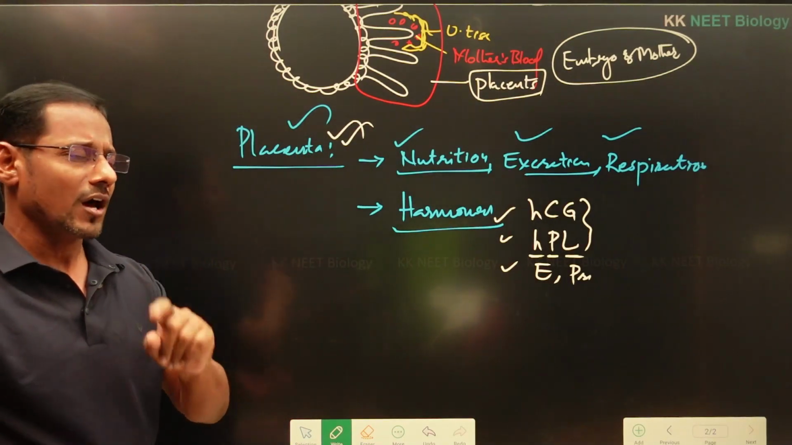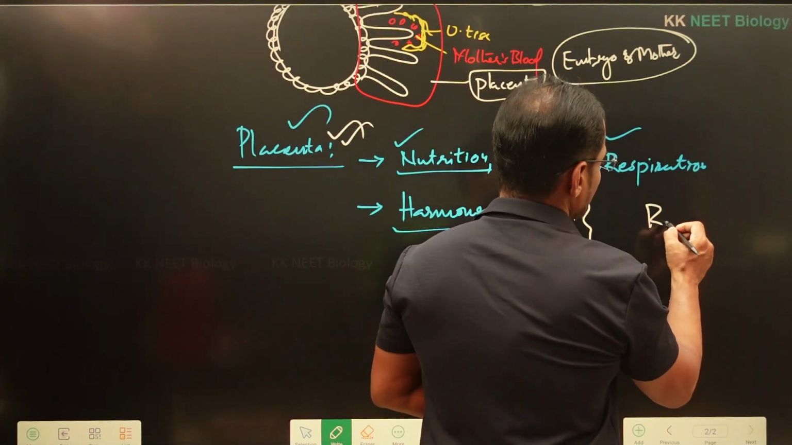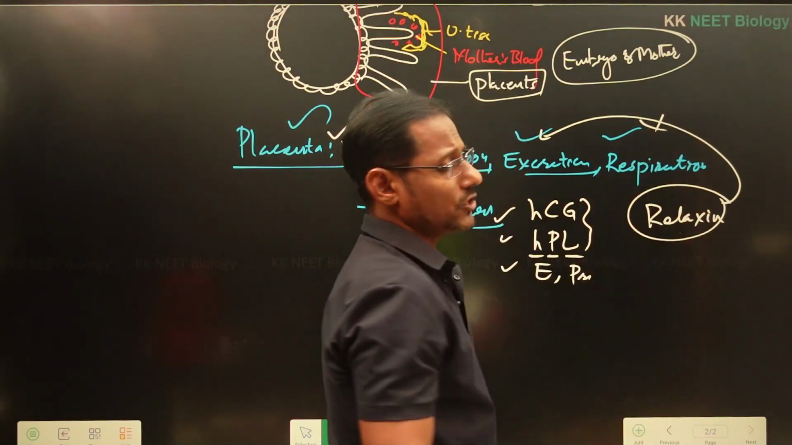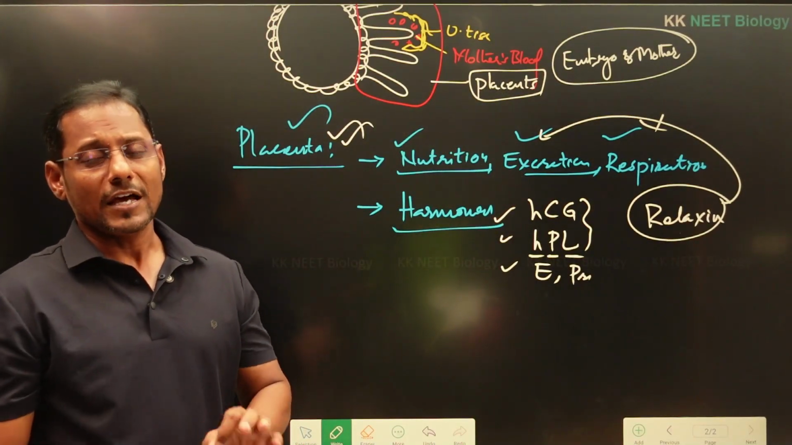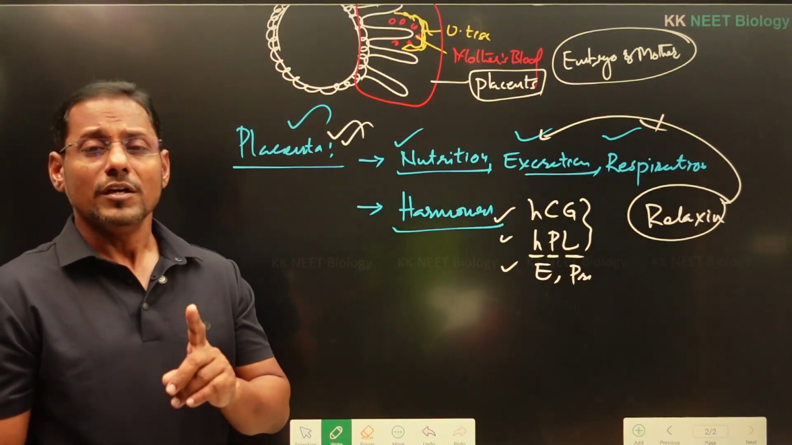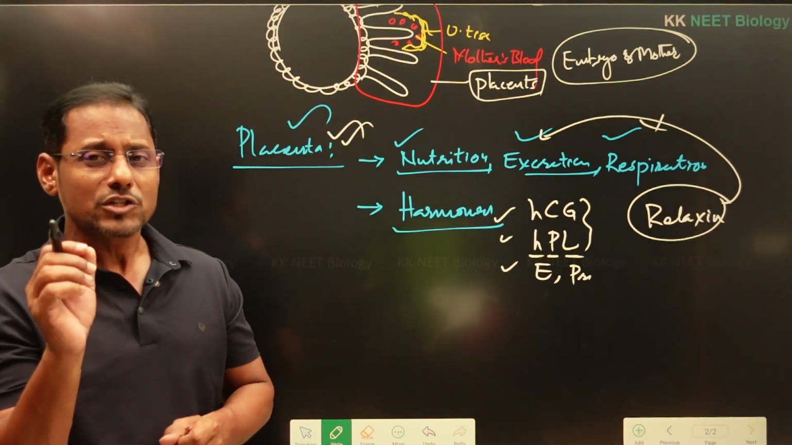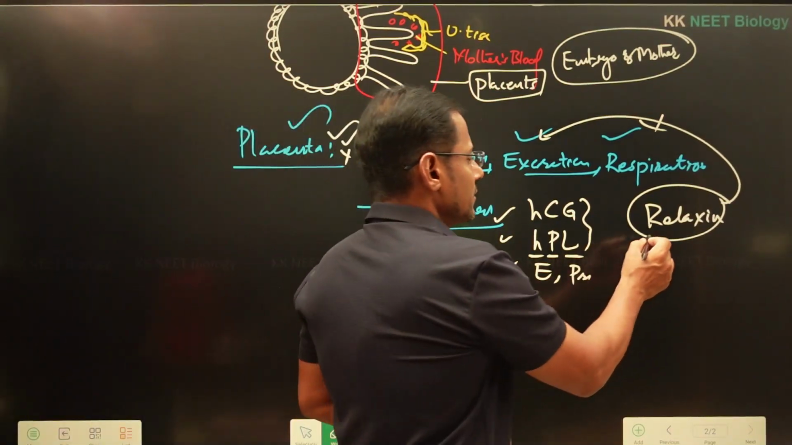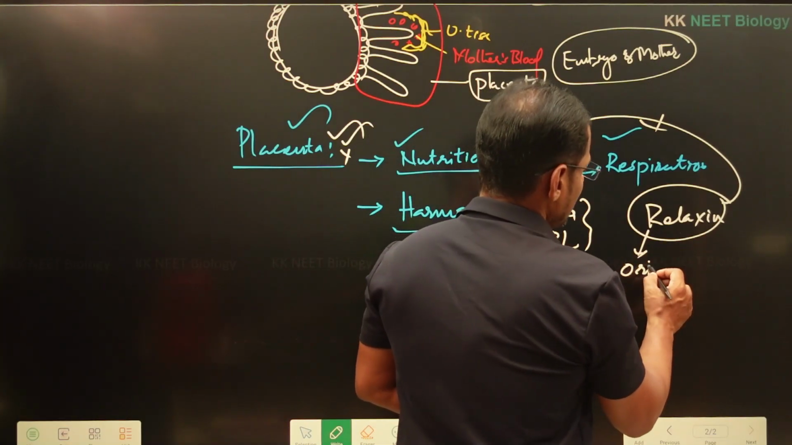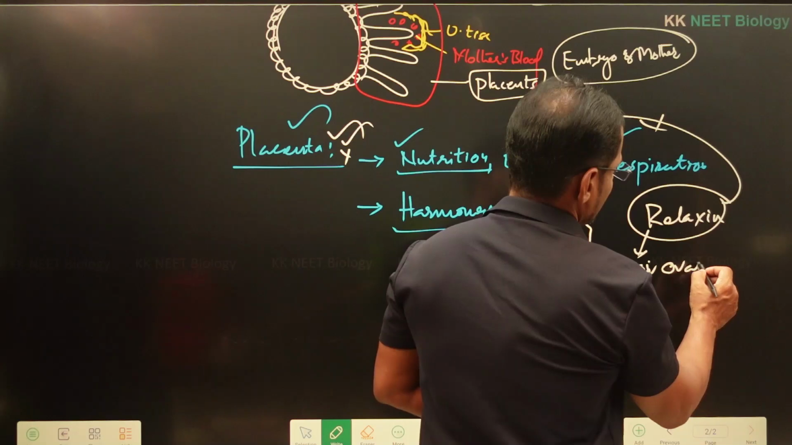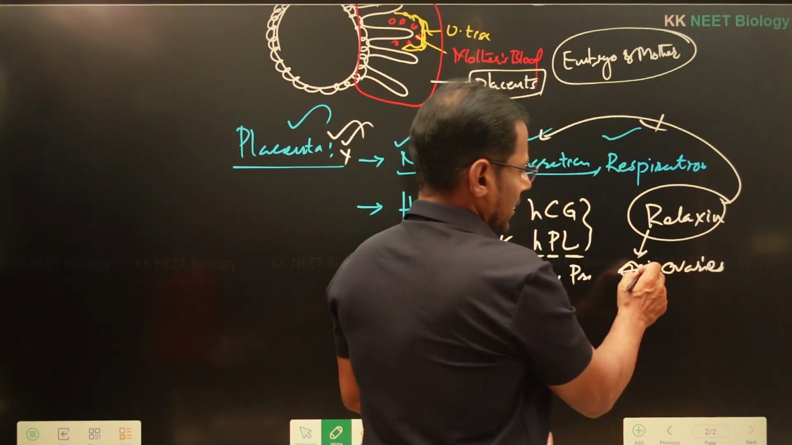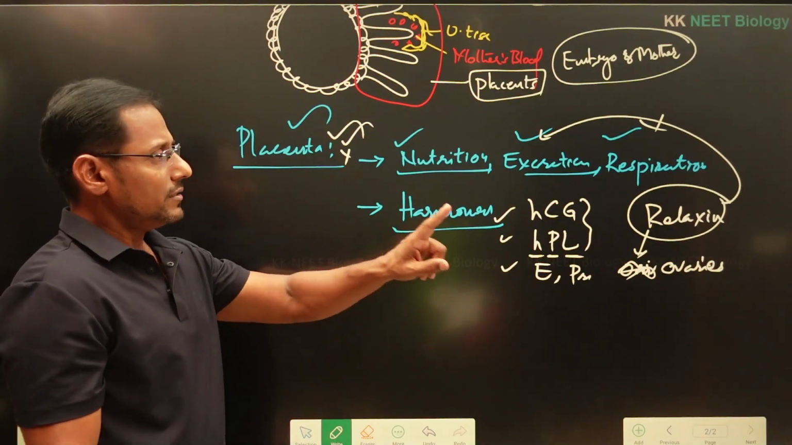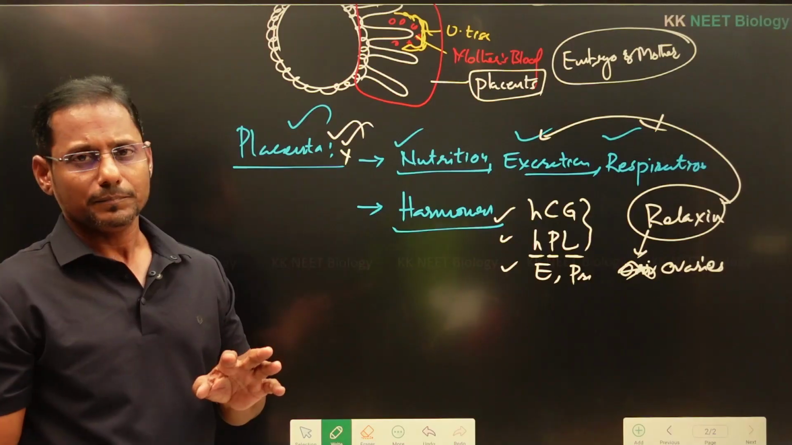One more special hormone, which is released by the ovaries, is called relaxin. Relaxin is not going to be released by the placenta, mind it. So be careful. The relaxin hormone, which is present in the pregnant woman, is not released by the placenta. This relaxin hormone is released by the ovaries. Keep it in mind. Relaxin is released by the ovaries, but not by the placenta.